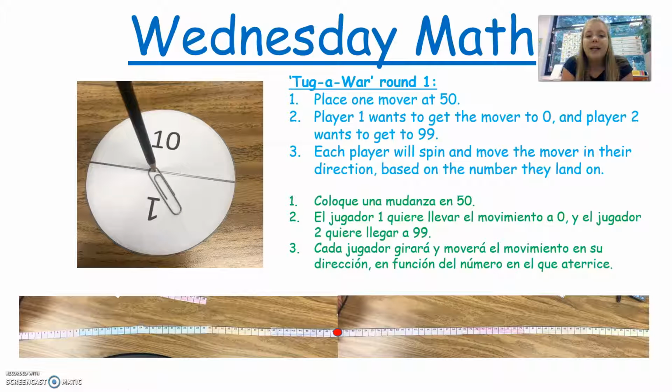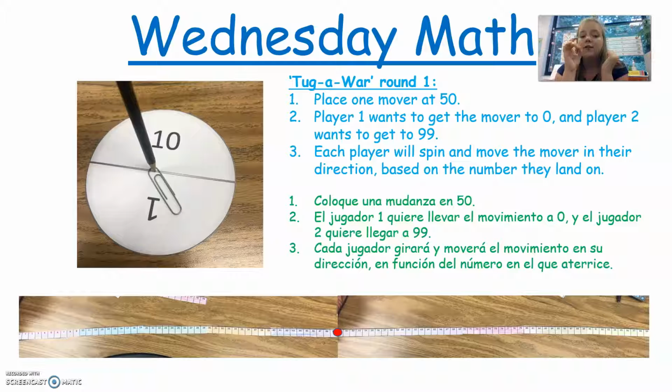All right, so I'm going to explain how to play first, and then I'll show you how to play. There are 2 rounds to this game. The first one is tug of war round 1. So you're going to put 1 mover. You only need 1 mover at 50. Okay, so 1 mover at 50. Player 1 wants to get the mover to 99. Player 2 wants to get it to 0. Okay, so you each want to get the mover to your direction.